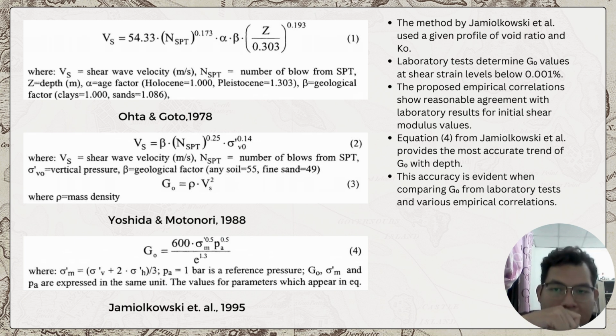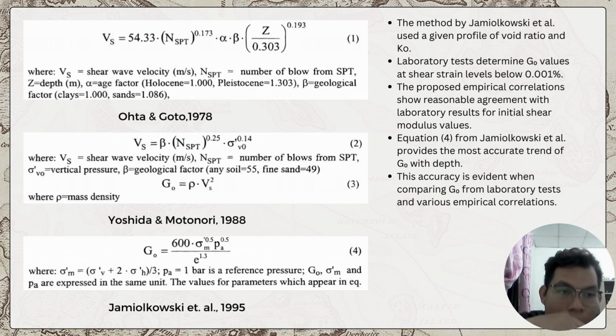Among the three methods that have been given, the method by Jamiolkowski was applied, considering a function of the void ratio and K0. In the case of laboratory tests, the G0 value at a shear strain level below 0.001%. The proposed empirical correlation shows reasonable agreement with the laboratory result for the initial modulus value.